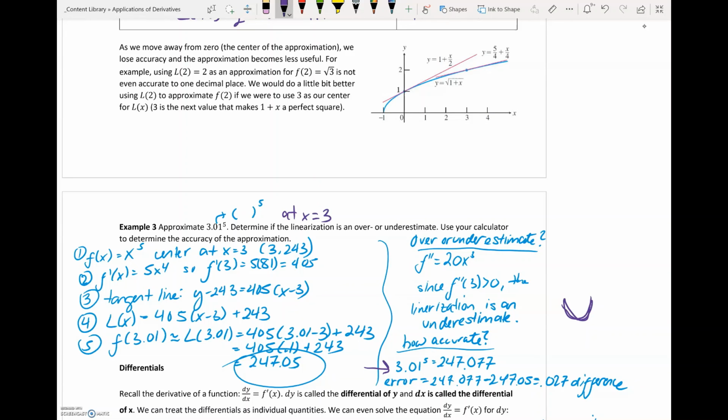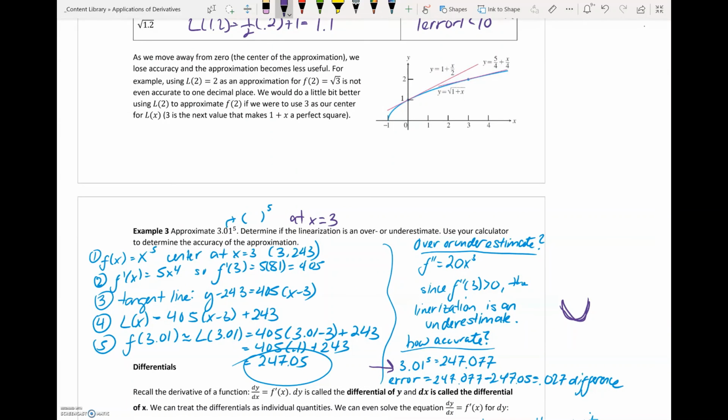This question also asks if this linearization is an over or underestimate. So in order to find if your linearization is an over or underestimate, you just need to find the double derivative and find the concavity. So if you're concave up, your linearization is an underestimate. If you're concave down, your linearization is an overestimate. So we found out that if you took f double prime of 3, this is a positive number, which means that f is concave up, and this gives us a linearization that is an underestimate.